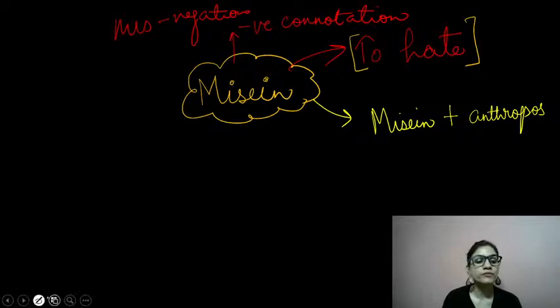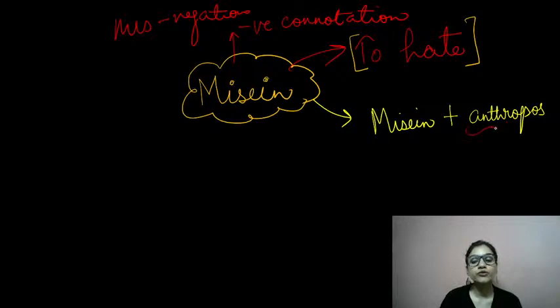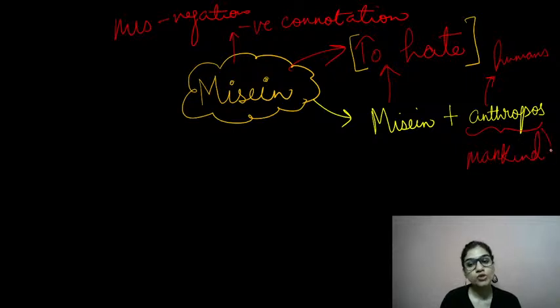All of you might be knowing the meanings to this word. Do we know that, guys? Can you help me out with this word? What does anthropos refer to? Misane anyway refers to hate. What is anthropos? Let me ask you, what is anthropos? Anthropos refers to humans or mankind. This refers to humans or mankind, and misane means to hate.